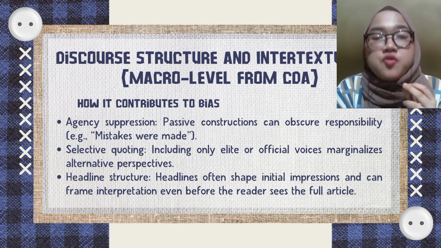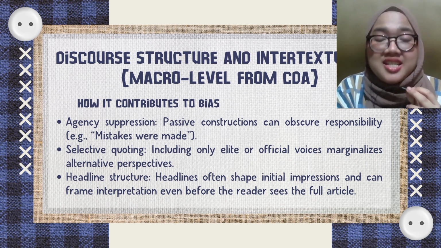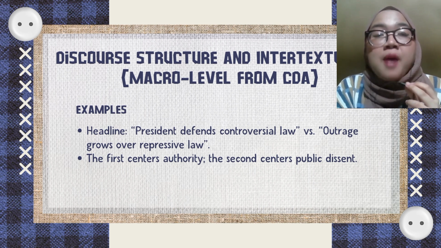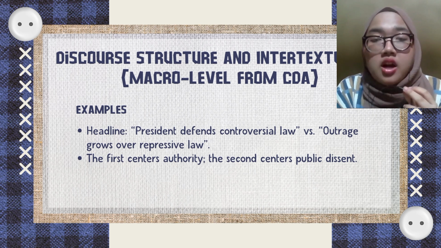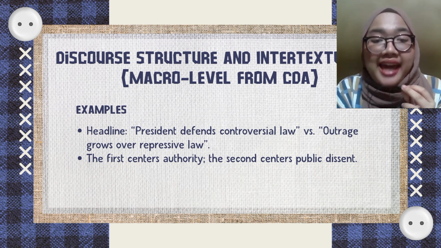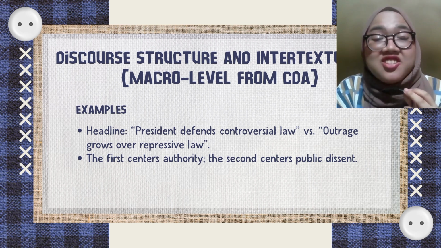And the last is headline structure. Headlines are the first thing readers see, and they can shape a reader's interpretation of the entire article before they even read it. For example, the way a headline is written can lead to very different reactions. Let's compare two headlines. "President defends controversial law." This makes the president look active and authoritative. It centers the government side of the story. And the next headline is "Outrage grows over repressive law." This focuses on public anger and frames the law as harmful or unjust. It centers the people's voice.